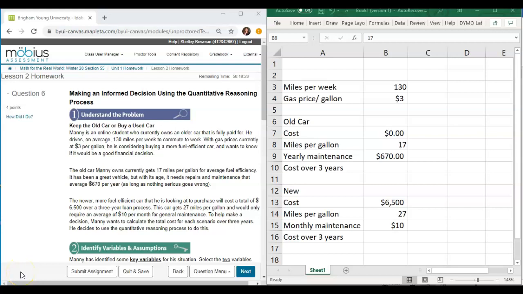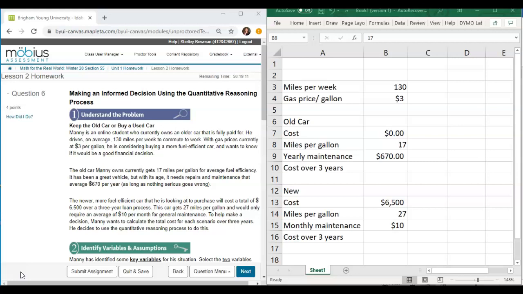This tutorial is for Mobius Assessment, Lesson 2, Homework Question Number 6, Making an Informed Decision Using the Quantitative Reasoning Process. Step 1. Understand the problem.